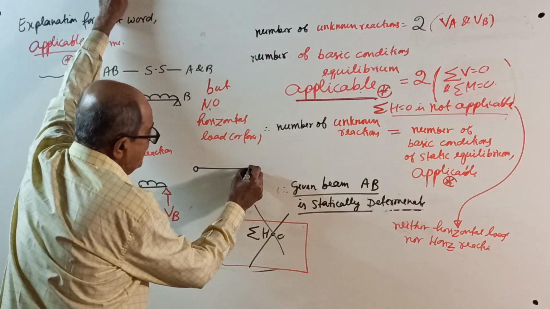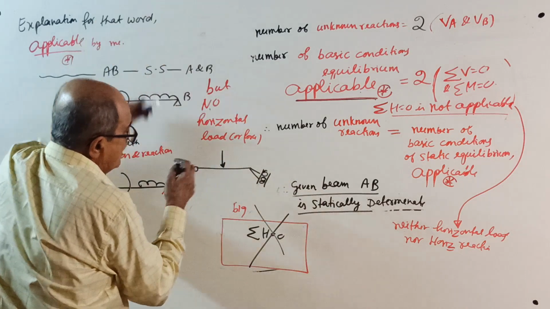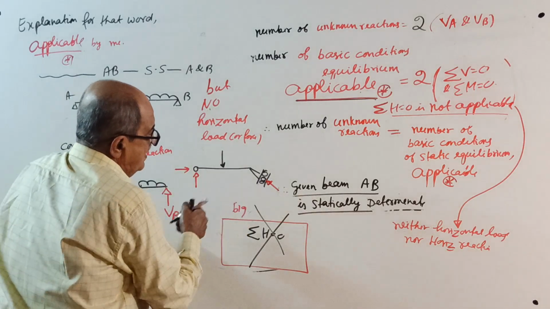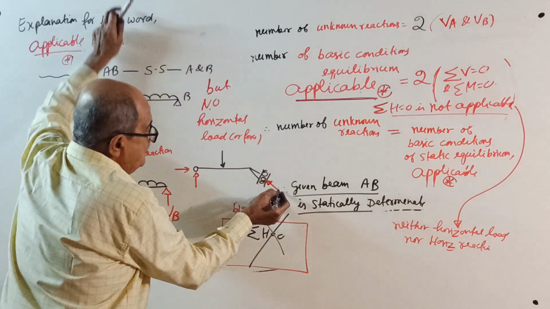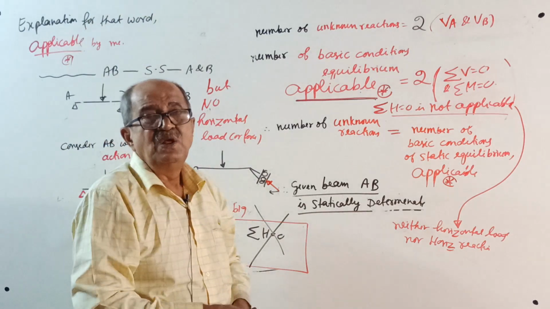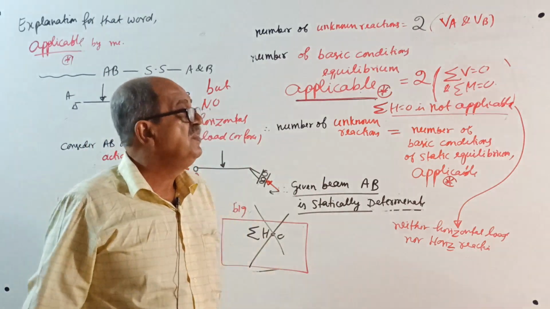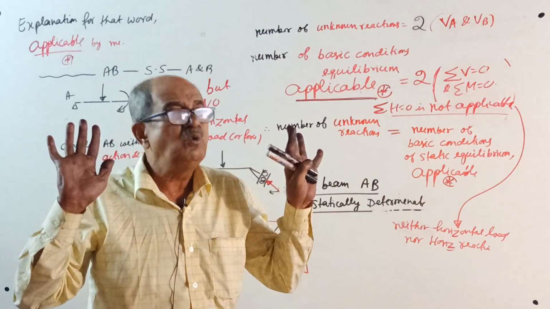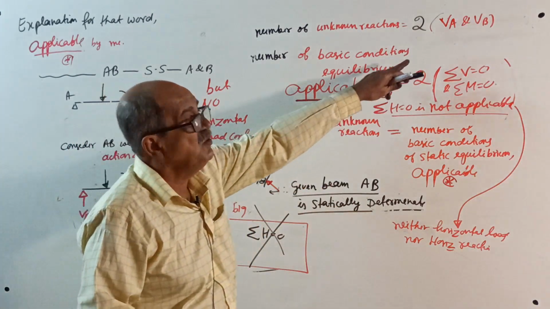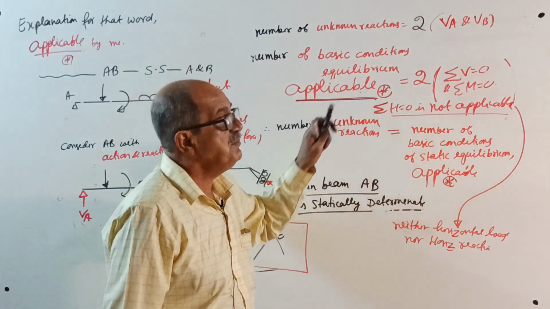Suppose a question is given later with an inclined roller, be careful. Even if you apply only vertical load, the reaction is inclined, and that has a horizontal component, so horizontal is there. So I told you very clearly, there should be neither horizontal load nor horizontal reaction. If both are not there, sigma H equal to 0 is not applicable. Only sigma V and sigma M are applicable. That's why I wrote applicable.